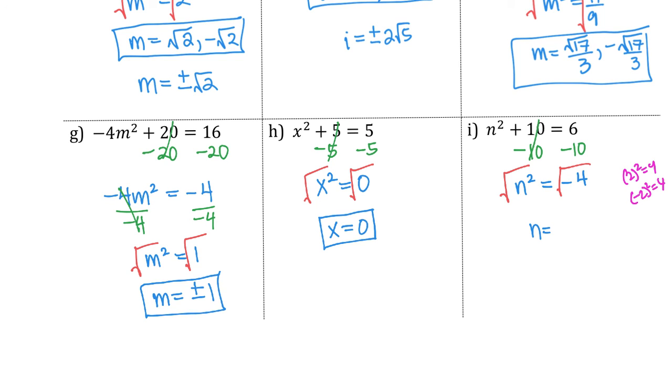I cannot get negative 4. So I'm going to write no real solution or no solution. When you get to Algebra 2, you will learn about imaginary solutions. But in Algebra 1, we stay with the real numbers. So if you try to square root a negative, we cannot square root negatives, so the answer is no solution.